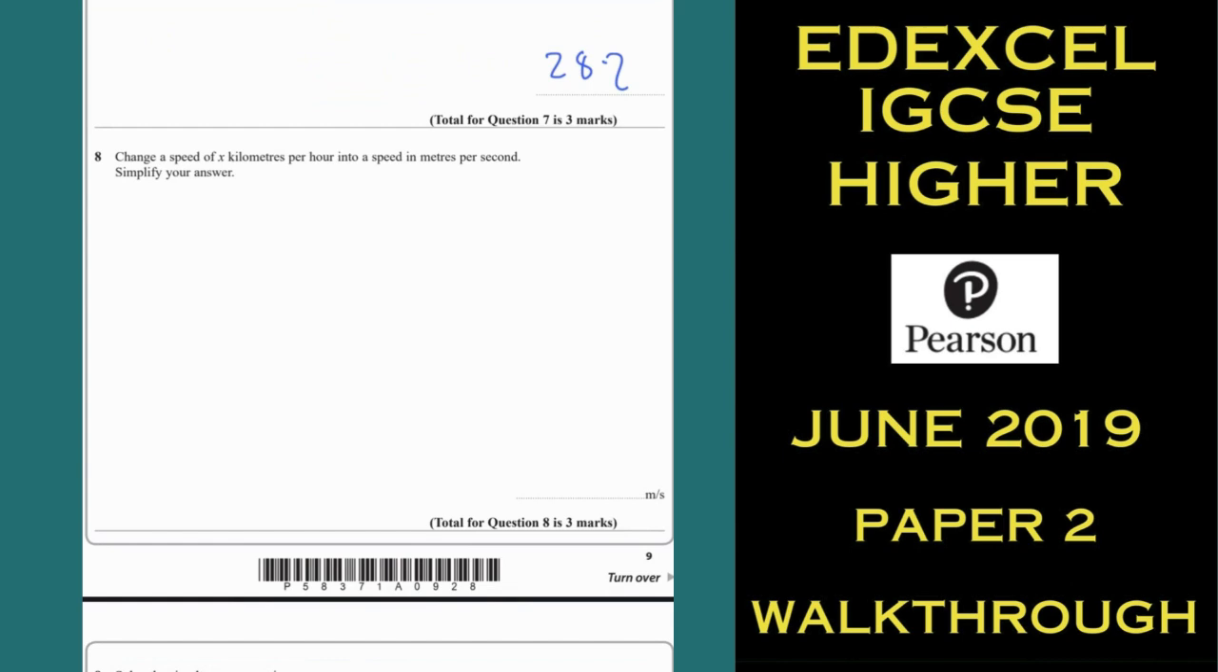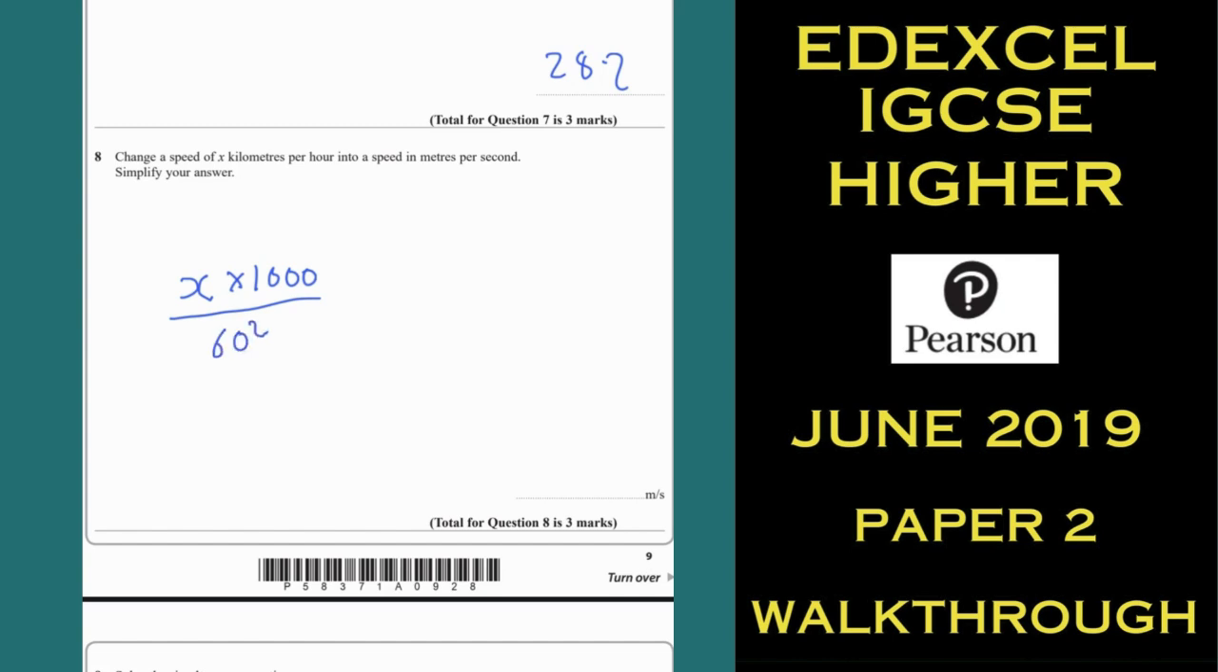Number 8, change a speed of x kilometers per hour. So if I want to take anything from kilometers to meters, you're covering more of them. It needs to get bigger by a factor of 1,000. But how far can you run in an hour versus how far can you run in a second? Obviously, it's a lot less. You can't run as far in a second as you can in an hour. In fact, what fraction is it?